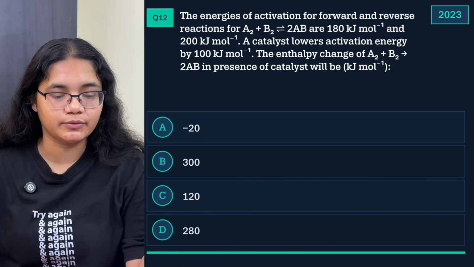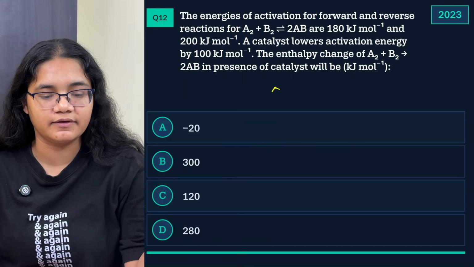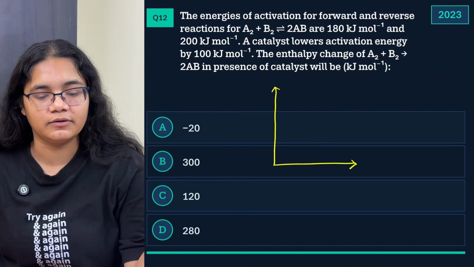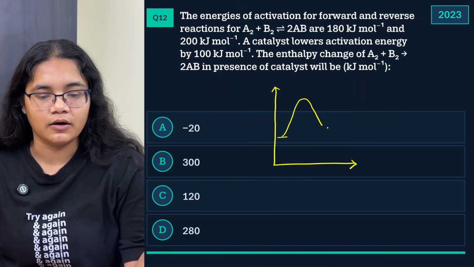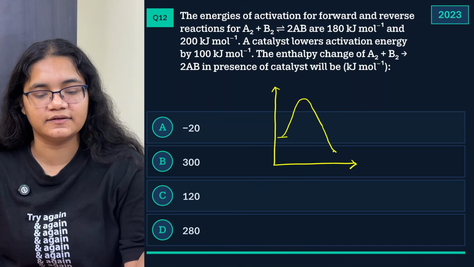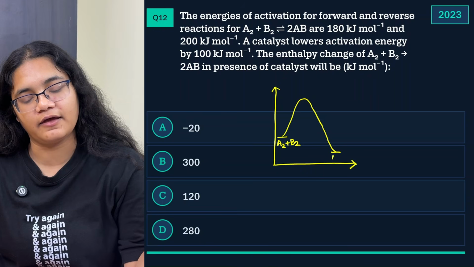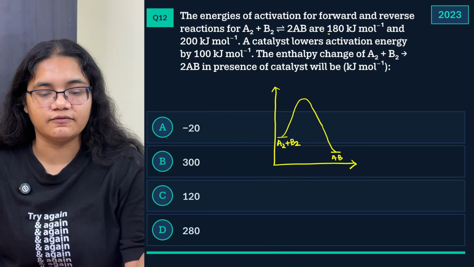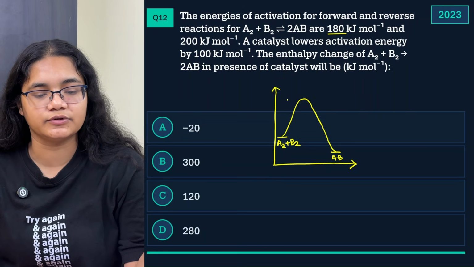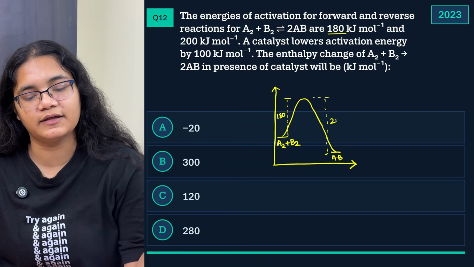Now moving to the next question, the energies of activation for the forward and reverse reactions are given. I'll draw an energy diagram here. We have A2 plus B2 going to AB. The energies of activation of the forward and the reverse reactions are 180 and 200 joules. So this value is 180 and this value is 200.